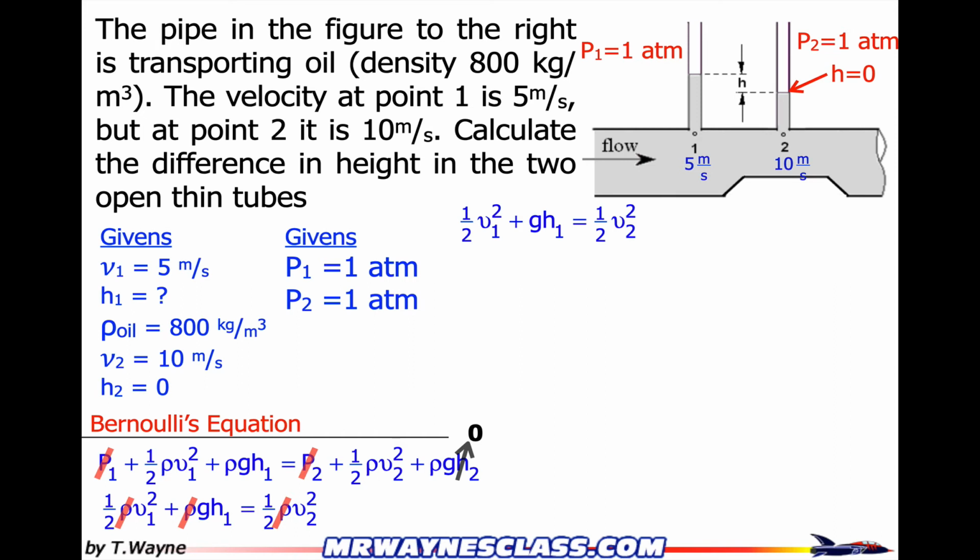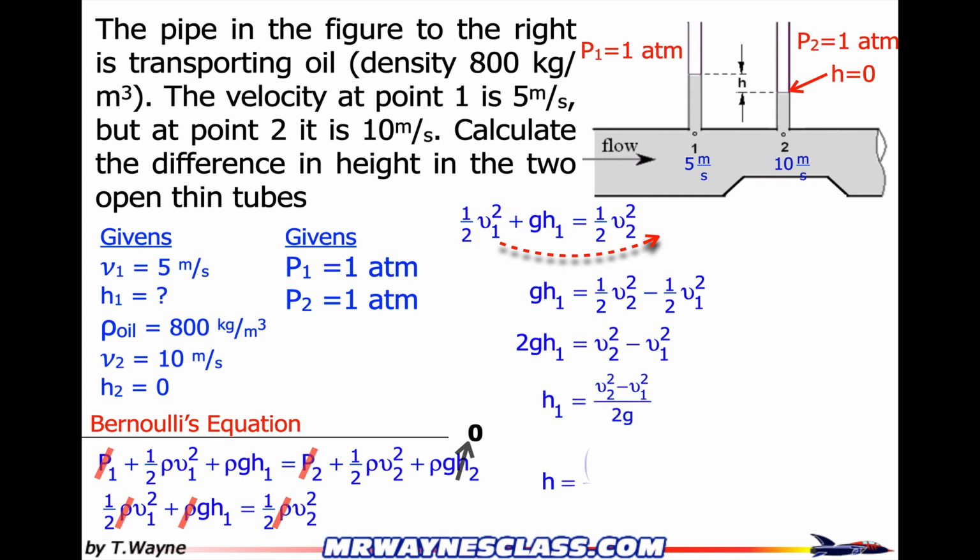Next, I'm going to move the 1/2 V1 squared to the other side. And then I'm going to do a nice little trick just to make things easier or nicer to look at. I'm going to multiply everything by 2 so I can get rid of those halves on the right. So that'll be 2gh, and then 2 times a half is 1. So that'll be 2gh, and then V2 squared minus V1 squared. Divide both sides by 2g, and put in my numbers and units. And that becomes 100 minus 25 divided by 19.6. And that becomes a really big height difference, 3.82 meters. Those are really long tubes.